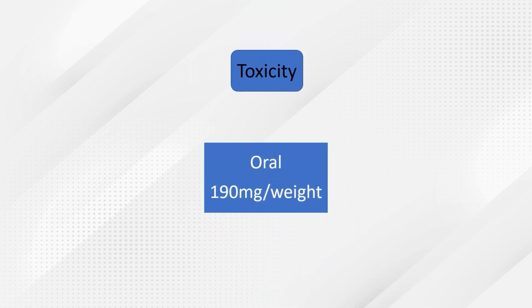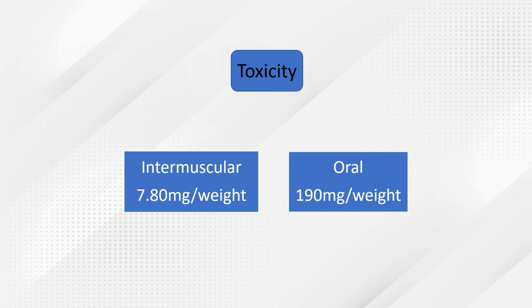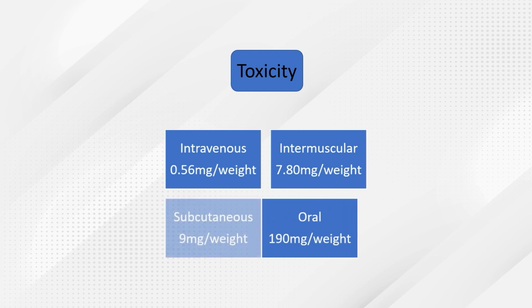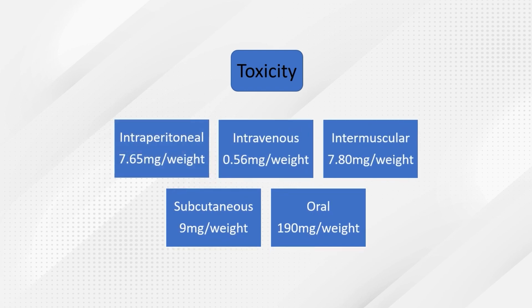Toxicity. The acute toxicity of capsaicin can be determined in several animal species like rats and hamsters. However, the LD50 values of capsaicin administered here are of Swiss albino mice. These values are oral 190 mg per weight, intramuscular 7.80 mg per weight, intravenous 7.65 mg per weight, subcutaneous 9 mg per weight, and intraperitoneal 7.65 mg per weight. The reason for the different LD values is the different rate and environment of absorption.